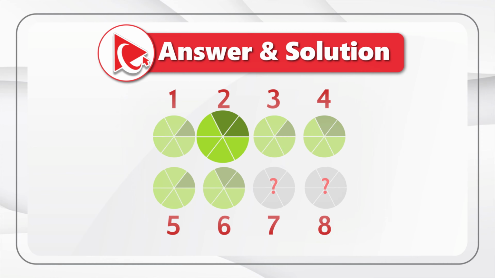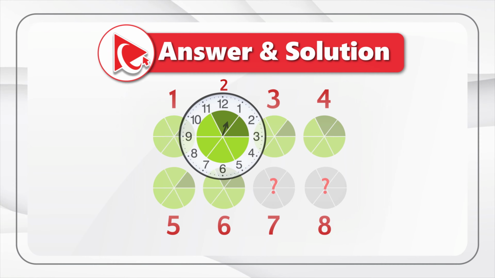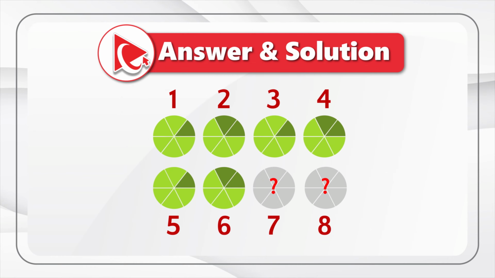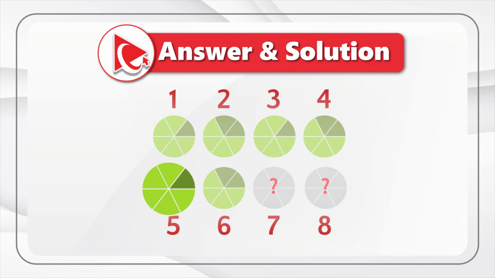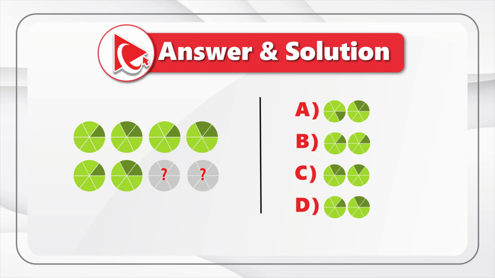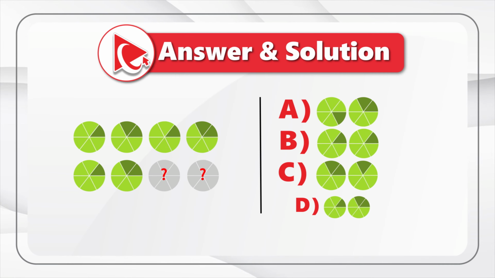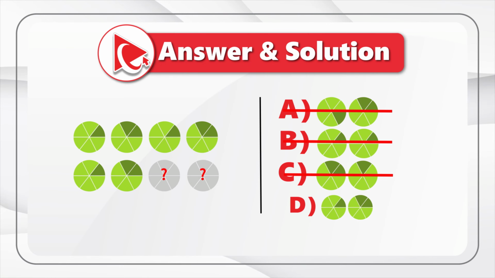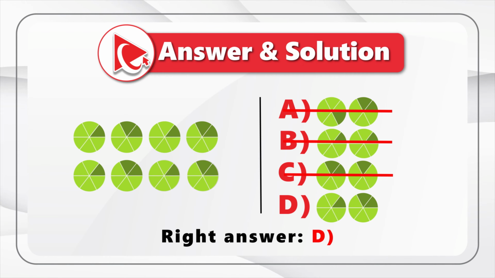And circle 2 has two dark sections, one at noon and another one at 2 o'clock. Similar pattern you see in circles 3 and 4, and then circles 5 and 6 also mimic the same pattern. Looking at possible answers, you see the choices A, B, C do not meet this pattern, and the only right answer that fits the pattern is choice D.